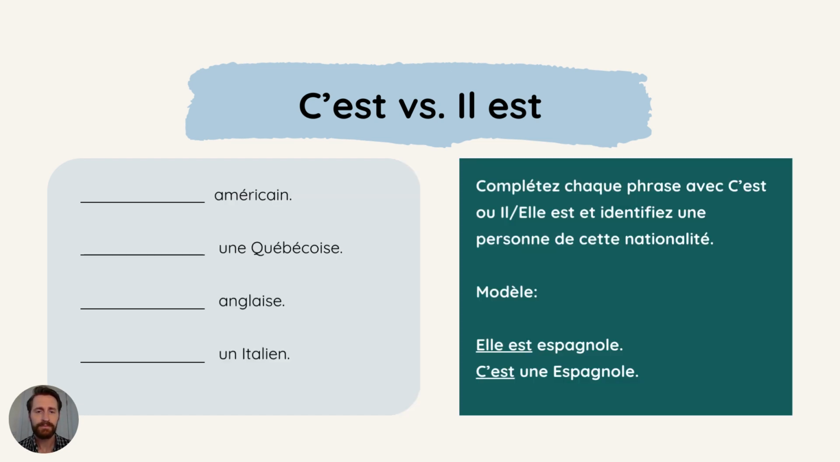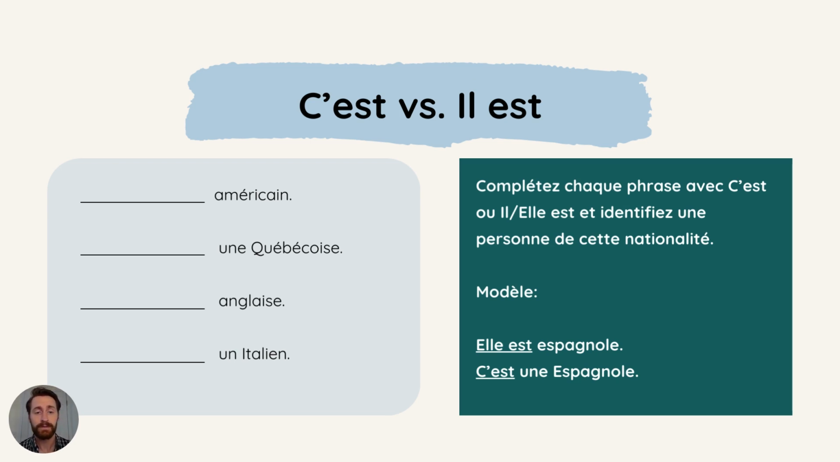OK. Une activité, complétez chaque phrase avec c'est ou il ou elle est et identifiez une personne de cette nationalité. So take a moment here, pause the video, and complete each of the following sentences. OK. Numéro 1. Il est américain. Par exemple, je suis américain. I know a lot of Americans. You could obviously say any American that you know.